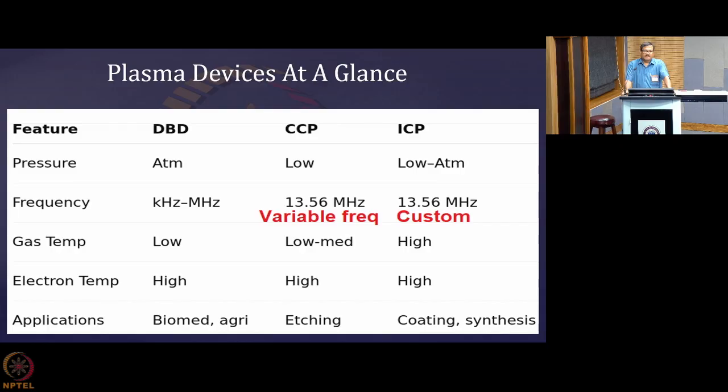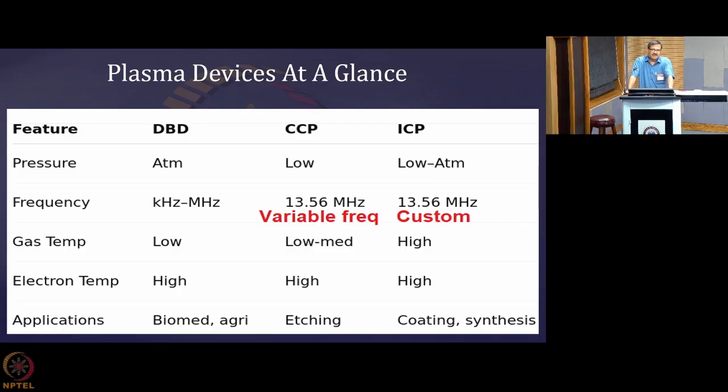So, all the devices at a glance, I can say that pressure, DBD is atmospheric pressure, CCP at low pressure, and ICP low to atmospheric pressure. Then frequency, DBD is kilohertz to megahertz range, then CCP is 13.56 megahertz, or you can use a variable frequency range. Then ICP, 13.56 megahertz is there, which is commercial standard, and you can make custom devices as well.